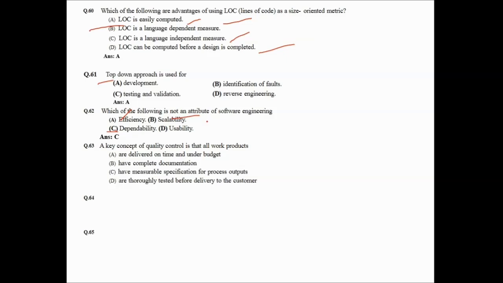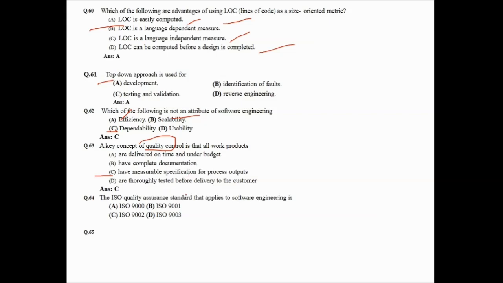The key concept of quality control is that all work products, what is this? This is to have measurable specification for process outputs. This is key to quality control, because you need to measure, and in accordance with the measurement you can take certain quality control actions.